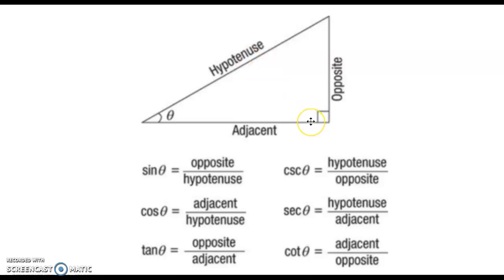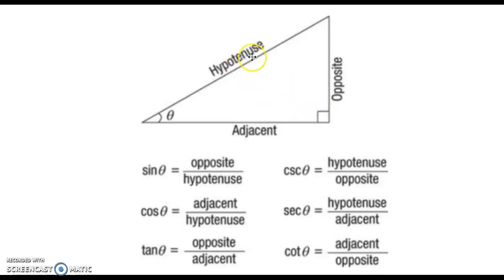So the easy way that I have of never messing up my opposite and my adjacent side is I actually take a finger and I put it on top of my angle measurement or my theta. And the side that I'm touching is always the adjacent side, and the side that I'm not touching is the opposite side. Again, the hypotenuse is always the side across from the 90-degree angle.